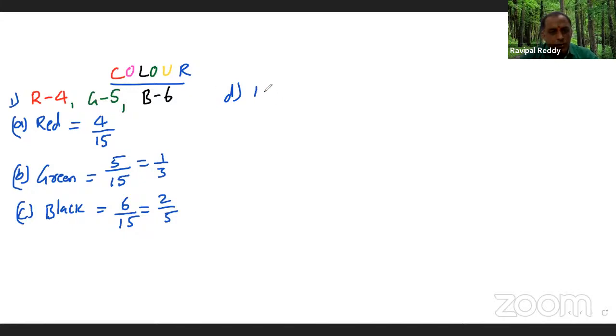Either red or black ball. Here again the word 'or' is repeated. Or means addition. How many red balls are there? 4. How many black balls are there? 6. Red or black means find the sum of these two numbers. 4 plus 6 is 10. 10 by 15. 10 by 15 is equal to 5 2s, 5 3s.